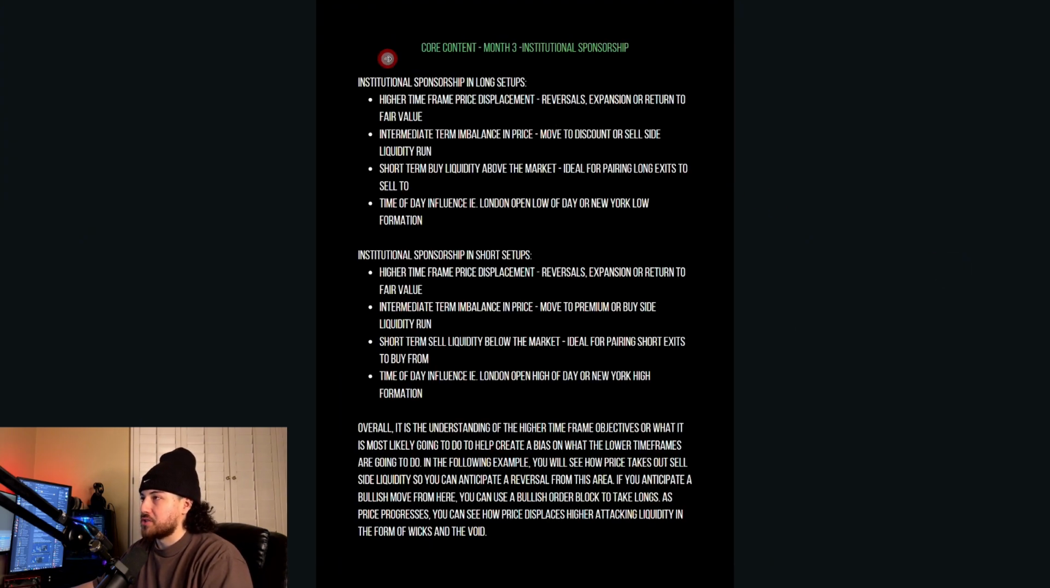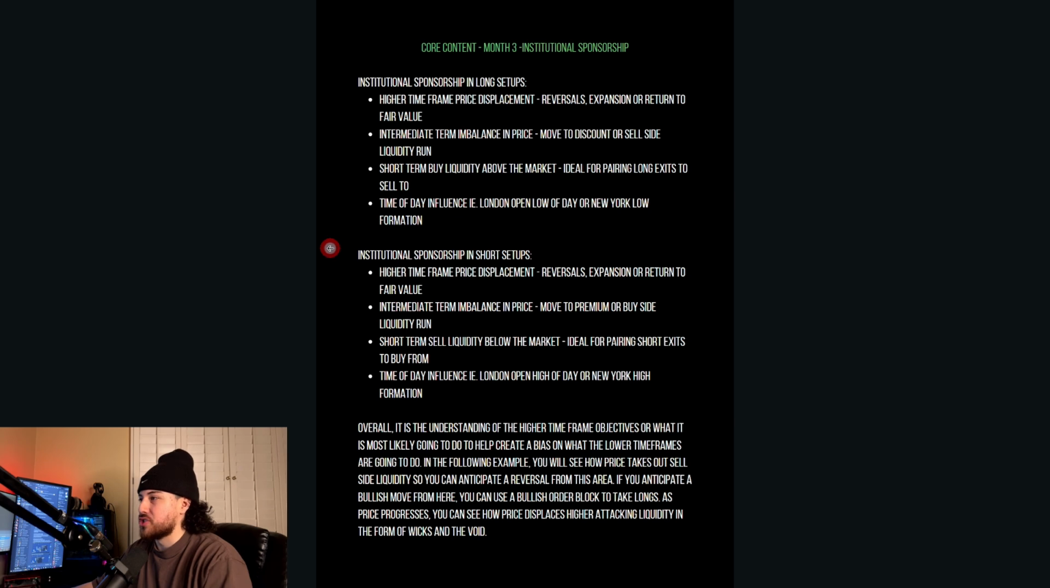Month 3, institutional sponsorship. Institutional sponsorship in long setups. Higher time frame price displacement. Reversals, expansion, or return to fair value. Intermediate term imbalance in price. Move to discount or sell side liquidity run. Short term buy liquidity above the market. Ideal for pairing long exits to sell to. Time of day influence, for example, London open low of day, or New York low formation. So all he is saying here is that when price does one of these things, it is going to be a great opportunity to look for longs because institutions are sponsoring these long setups in those situations.